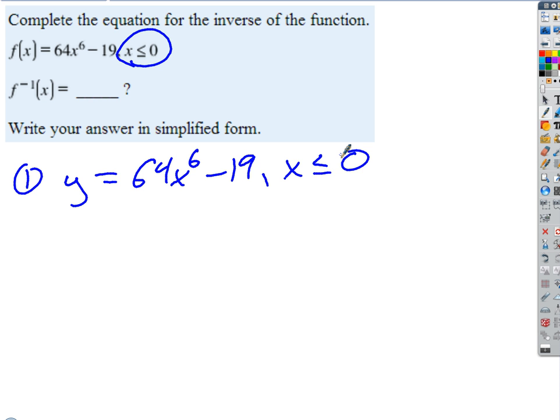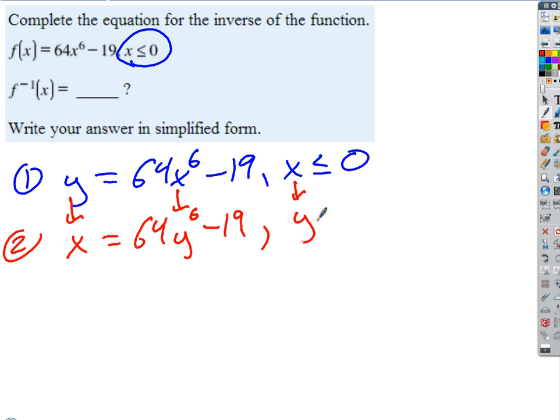Okay, what's the next step? Flip the X and Y. That's it. Flip x and y, and then we just solve for y. That's all you do. Okay, so step 2, this becomes an X, this becomes a Y, and don't forget the restriction. What does the restriction become now? Y is less than or equal to 0.